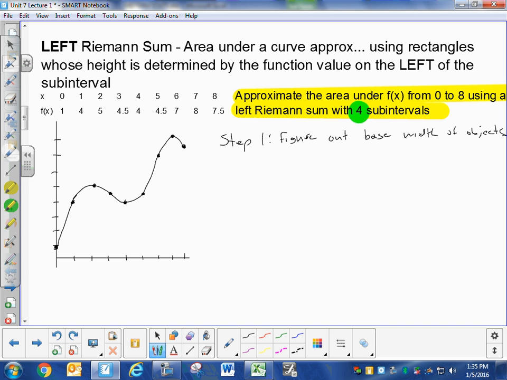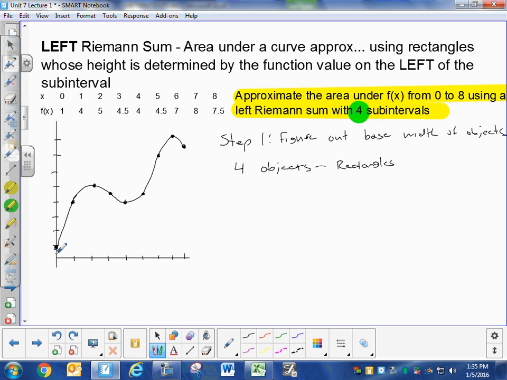The question here is asking us to approximate this area with 4 subintervals. Since you read 4 subintervals, you know that you're going to have 4 objects. Since it's a left Riemann sum, you know you're going to use rectangles. Okay, so I'm going to use 4 rectangles to approximate the area under this curve. But it's even more systematic than that. Because it's a left Riemann sum, the heights will be very specifically chosen instead of arbitrarily chosen. Okay? So 4 objects, rectangles.